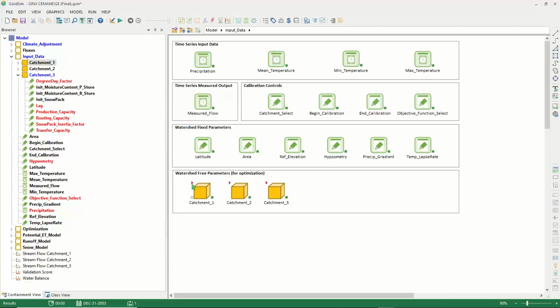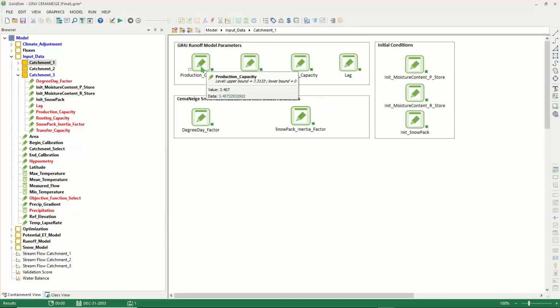And so instead of having to name differently the fixed parameters, I'm just using the same terminology, but including them into a localized container. So the production capacity, transfer capacity, routing capacity, and lag are the 4 free parameters for the GR4J model. Degree factor and snowpack inertia factor are the 2 free parameters for the snow accumulation melt model. And the initial conditions, that's super important, because sometimes you find yourself having to calibrate and validate a model with a really short time series, in which case you don't really want to lose that time for your model warm-up. So you can change the initial conditions to try to have your model really start at the right point in time.